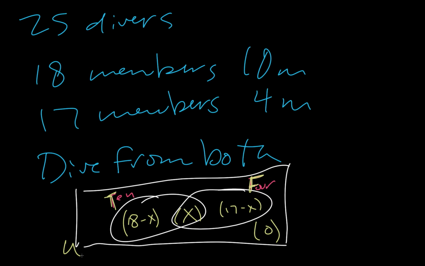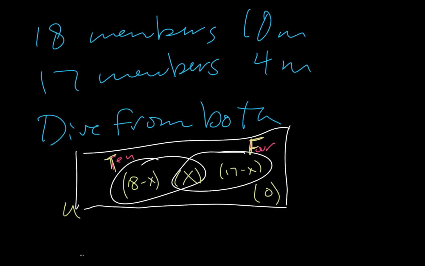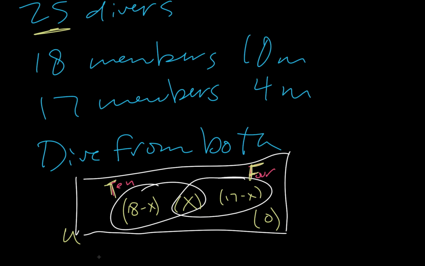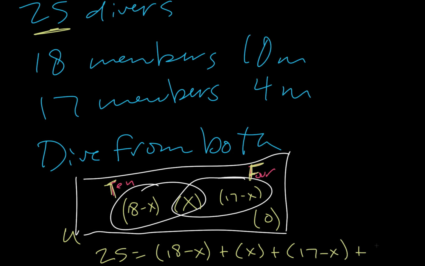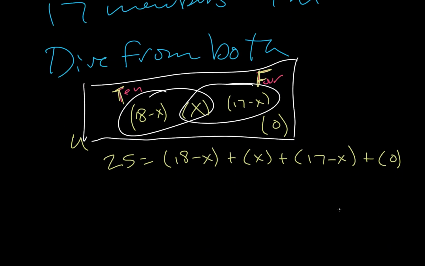Now, we have all the stuff we need because we know the total is going to be 25 divers. And so we know that 25 needs to equal this plus this plus this, because we have the 0 right there. So we can just say 18 minus x plus 17 minus x. And if we want, we can tack that 0 on there as well. Then we do some simplification. So we can really drop all these parentheses and especially drop that 0. So I'm just going to say 18 minus x plus 17 minus x equals 25.